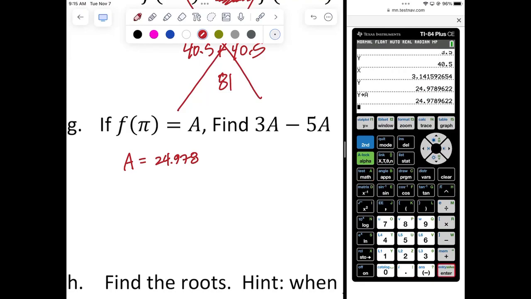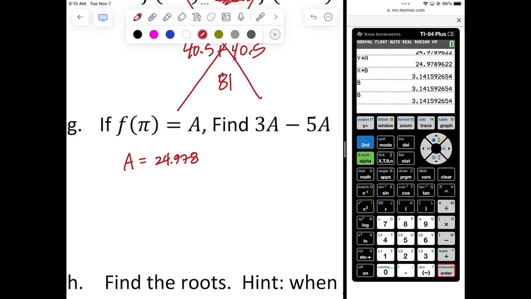Okay? If I wanted to store the X value, let's store pi as B. I can hit X, and I can store that as alpha B. Okay? Now every time I hit alpha B, it's going to be pi.